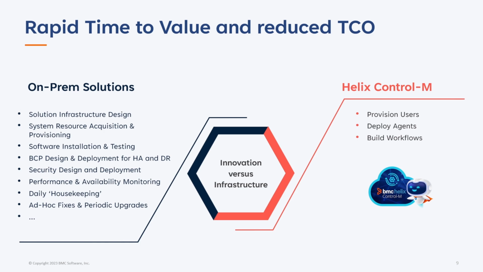With Helix Control M, the entire infrastructure layer is abstracted away. Customers can focus on just the few core activities such as provisioning users, deploying agents, and building jobs and workflows. The key shift here is moving from managing infrastructure to enabling innovation. Instead of spending time maintaining the platform, teams can deliver automation value faster, scale more easily, and significantly reduce operational overhead.